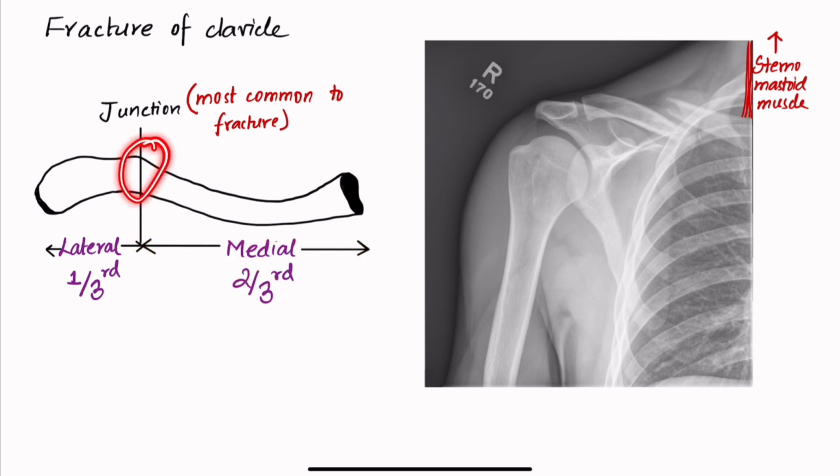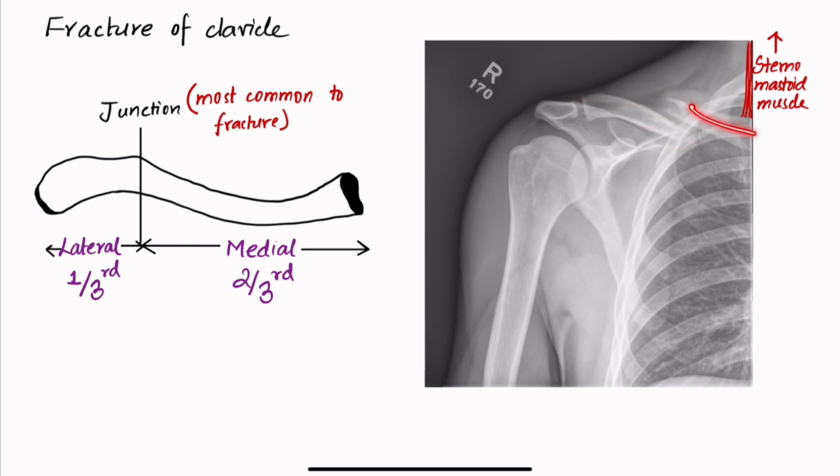At the junction between the lateral part and the medial part of the clavicle, it is most susceptible to fracture. So the most common area of fracture is the junction between the lateral portion and the medial portion of the clavicle. As you can see in this X-ray, a fracture has occurred of the clavicle, and this fracture has occurred at the junction between the lateral portion and the medial portion.